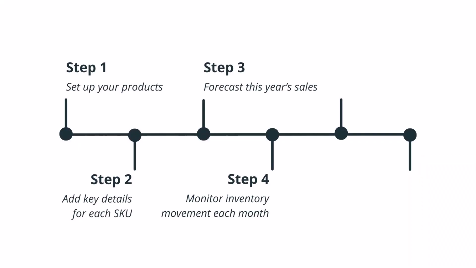Step 4, monitor inventory movement monthly. This is where it gets real. You've forecasted what you think will sell, but now it's time to track what's actually happening. Every month, your inventory is going to move. Some will be sold, some given away, some disposed of, and hopefully some will arrive from your suppliers. This spreadsheet helps you keep tabs on all of it.